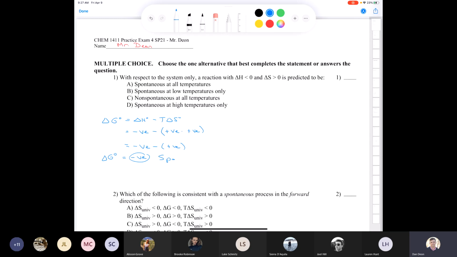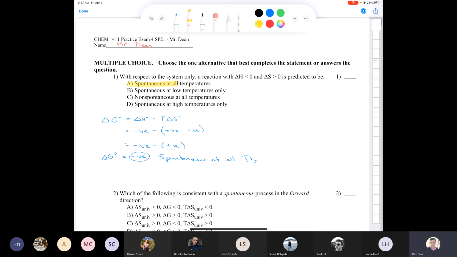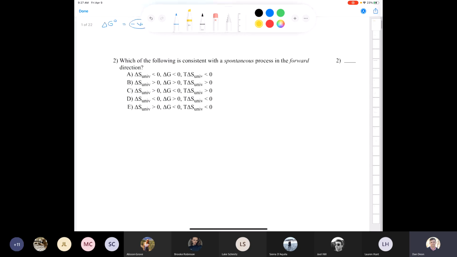So the reaction will be spontaneous at all temperatures, because temperature, again, is always a positive number. And so the answer is A, spontaneous at all temperatures.